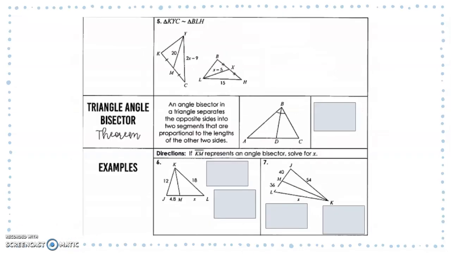We are going to skip number 5 for now, but number 5 is an example of a median problem. Again, looking at those markings just so we can tell that. We're going to instead skip down to the triangle angle bisector theorem.